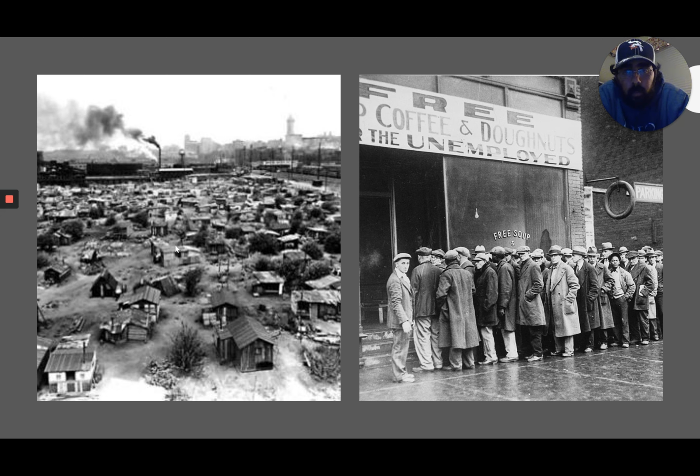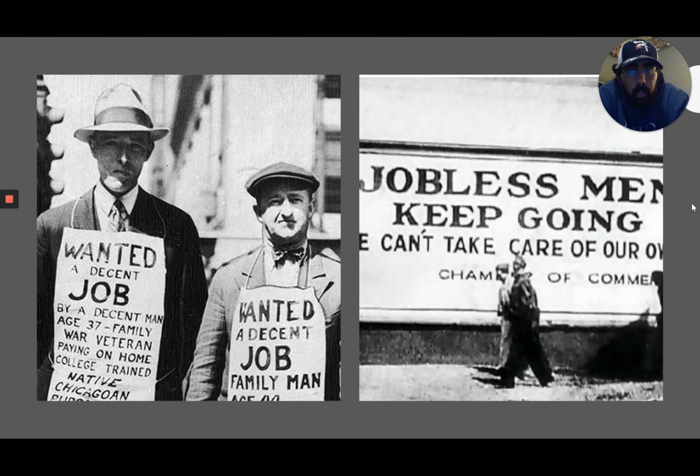Other images, right? This is a Hooverville, a shanty town. You see the rundown houses and a line of men waiting for free soup, free coffee, free donuts for the unemployed. Furthermore, the Chamber of Commerce had a sign that literally just said, "Jobless men, keep going. We can't take care of our own."